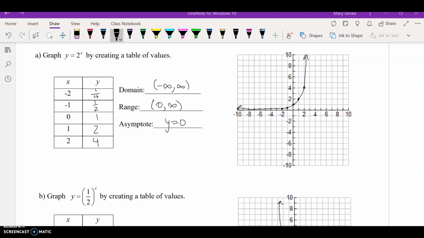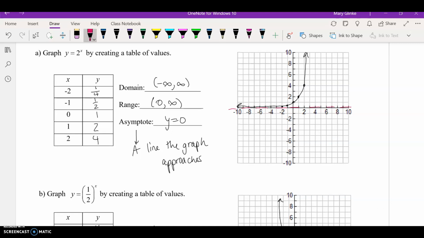Okay, let's take a look at A. We get 1/4, 1/2, 1, 2, and 4 for your Y values. You can see your domain and your range. The asymptote here is a line that the graph approaches off to infinity, and it never actually touches it. So we are going to show that asymptote on our graph as a dotted horizontal line.